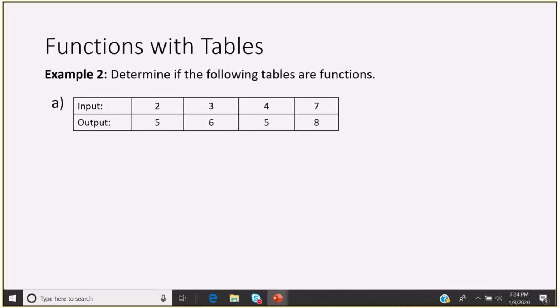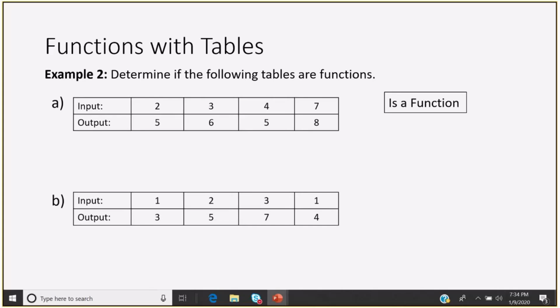Now I have to see if it's a function. Well, I want to avoid having 2 inputs being mapped to different outputs, having the same input mapped to different outputs. So in this case, I look at my inputs and I see 2, 3, 4, 7. So I have no repeated inputs. So I don't have to really be worried about an input being mapped to two separate outputs. So it's a function. That's kind of the nice case. If you see no repeats, don't overthink it. It's a function.